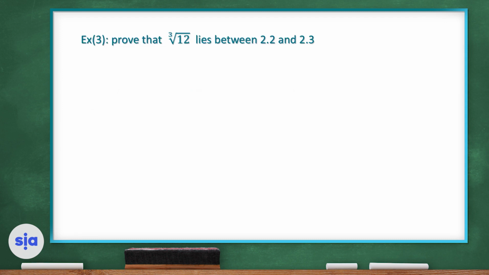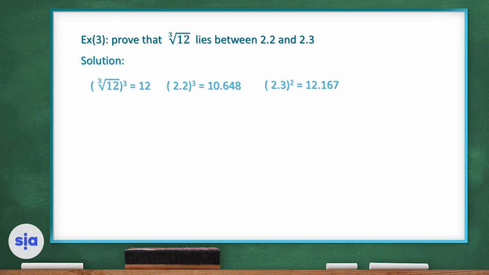Example 3, the question wants us to prove that the cubic root of 12 lies in between 2.2 and 2.3. We're going to do the same thing as the previous example, except instead of raising to the power of 2, we're going to raise to the power of 3 to get rid of the cubic root of 12. So, cubic root of 12 to the power of 3 is 12. 2.2 to the power of 3 is 10.648. 2.3 to the power of 3 is 12.167.